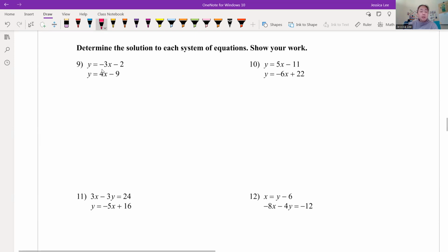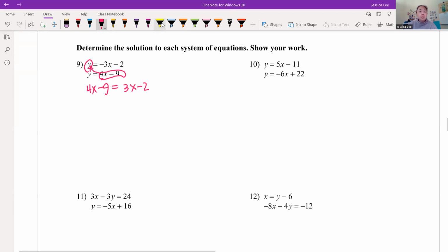Okie dokes. All right, here we go. When they are in slope-intercept form, I like to use substitution. That for me is easier, so that's what we're going to do. Remember they're both equal to y, which means that instead of this y right here, we're going to replace it with this guy. He's going to go right in there, because we know that they're both equal to y. So we're just subbing it in. So 4x minus 9 is equal to 3x minus 2.